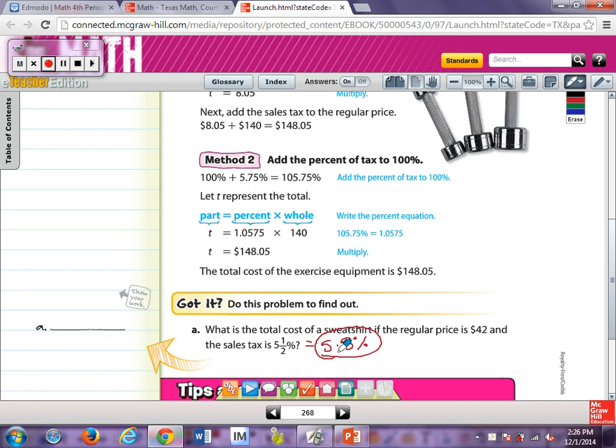After you've done this problem, or if you have questions about it, come by in the morning before class to ask any questions, because we are going to be discussing this in class on Tuesday. When you've completed the got it, let's go ahead and go to the next page on 267.